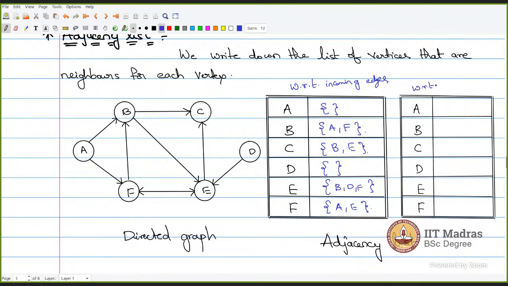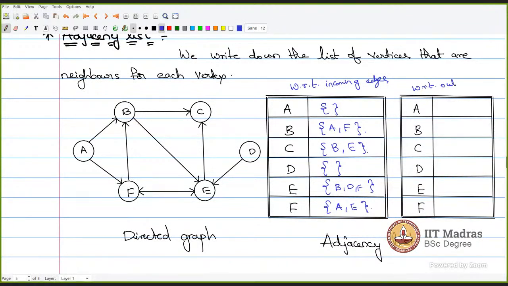Okay, I hope I tried to make up a connection between adjacency list and adjacency matrix. So adjacency list is just for simplifying the complexity, time complexity.